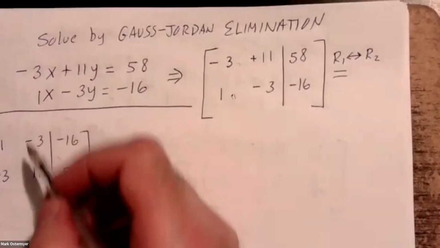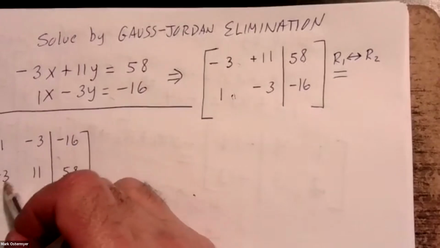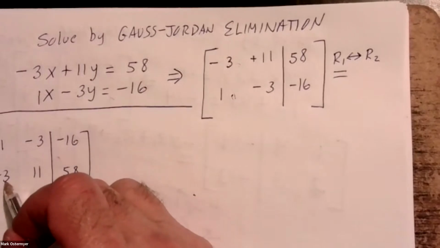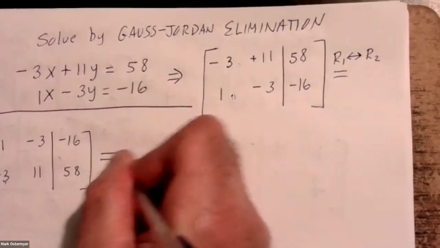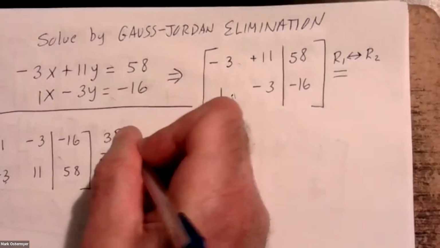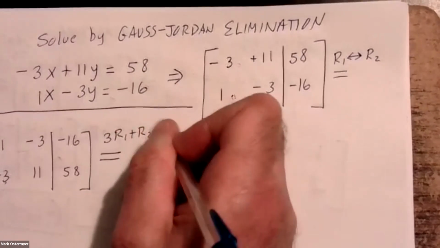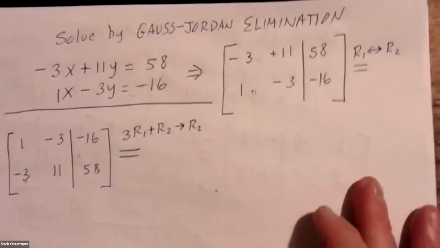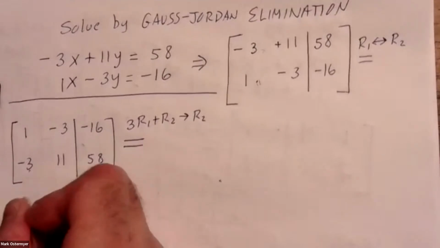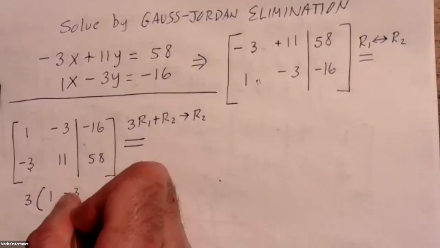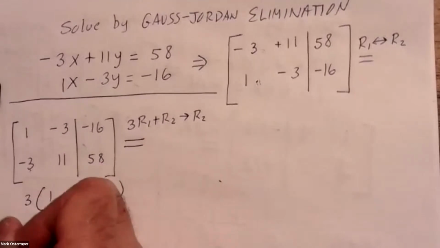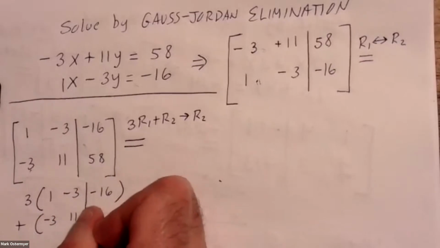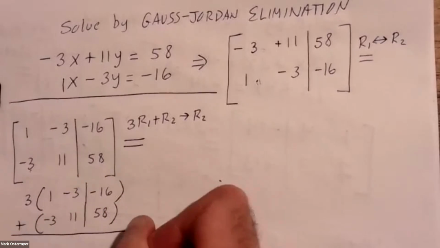Next move, ladies and gentlemen, is I got to use row 1 now to clear out the rest of column 1. I got to make this 2, 1 entry become a 0. To do that, I have to add 3 to -3. Where am I going to get that from? Well, I'm going to take 3 times row 1, add it to row 2 to form a new row 2. That's what I'm going to have to do.